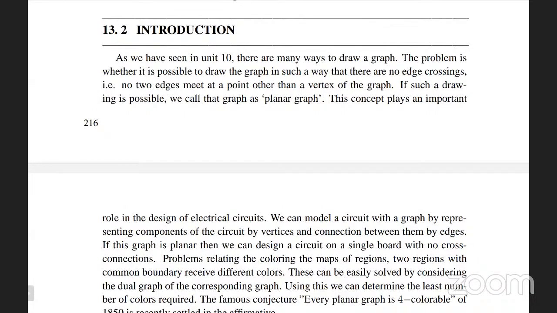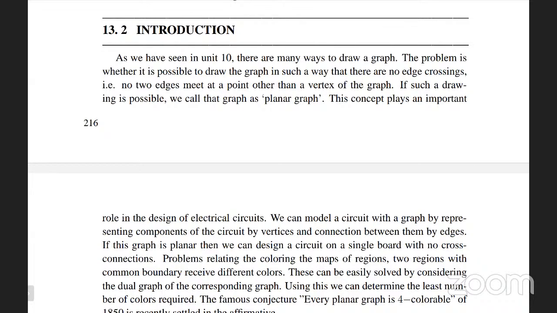The concept plays an important role in the design of electrical circuits. The two circuits should not intersect. If they intersect, it will become a short circuit. Such problems appear in the design of motherboards, televisions, and all the mobiles. A circuit should not have any two edges intersecting, otherwise it will become a short circuit. Removing such problems comes under planar problems. In this, the graph is planar.